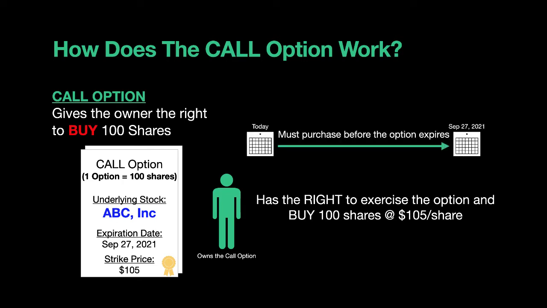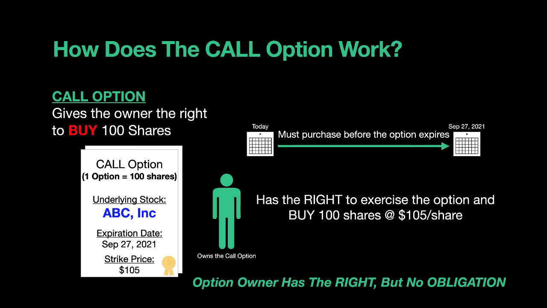Now, the expiration date is relevant because the owner of this option needs to exercise the option before it expires, right? So if they're going to use this option, they have to purchase the shares before the option expires. So the option owner has the right but no obligation to buy the shares. And so this means that they have the opportunity to buy the shares at $105, in this case the strike price, and they can do that before September 27th, 2021, but they're not obligated to do it.